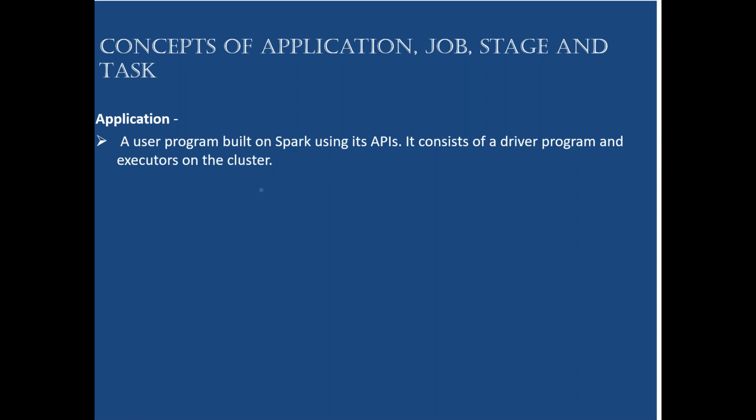So application means a user program built on Spark using its API. Any API you can use to build your application code. What happens is you submit that application code to the driver program. The driver program will connect to the executors, all those things we discussed yesterday in the Spark architecture, right? You submit this application code to the driver program. The driver will connect to the worker nodes, that is nothing but executors, and it will execute our code.